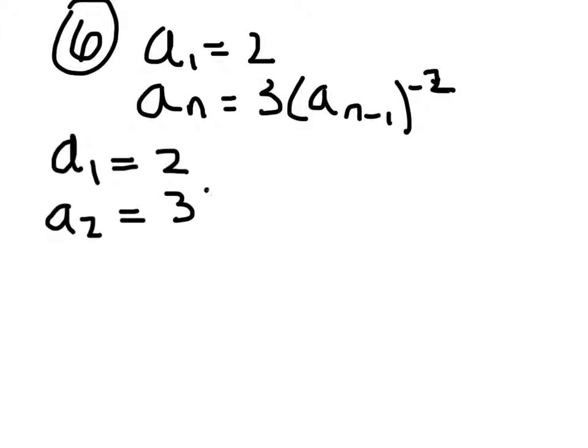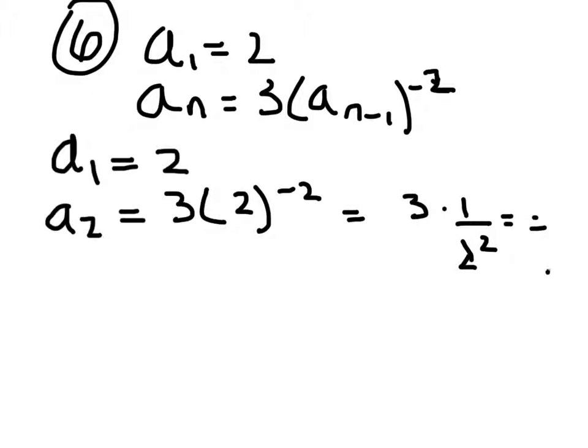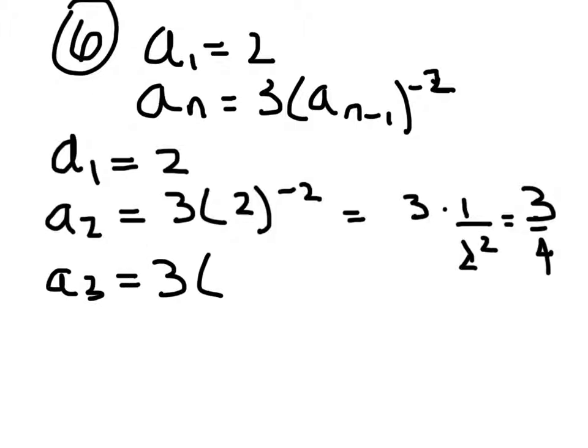So we'd have 3 times 2 to the power of negative 2. That would be 3 times 1 over 2 to the power of positive 2, which would be 3/4. So the value of the second term is 3/4, and according to the rule, we will then take that 3/4 and use it in here to find the value of the next term. So the value of the third term would be 3 times the value of the second term, which is 3/4, to the power of negative 2.